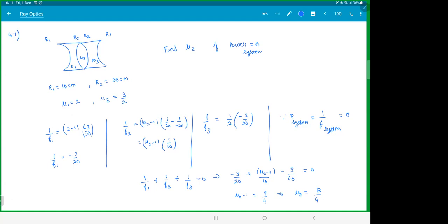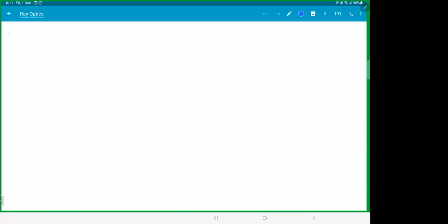Next one. Next one is a good one. Turn the page. So we got a lens here. This should be a good one. It's a tricky one, but not difficult to solve.